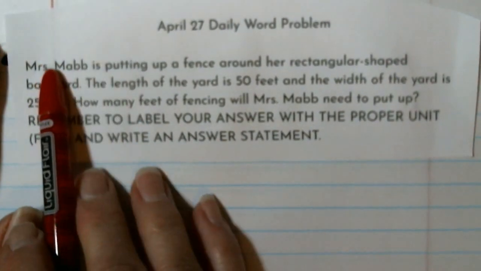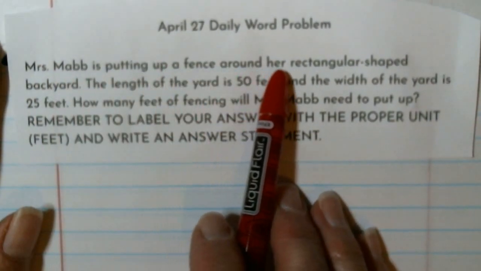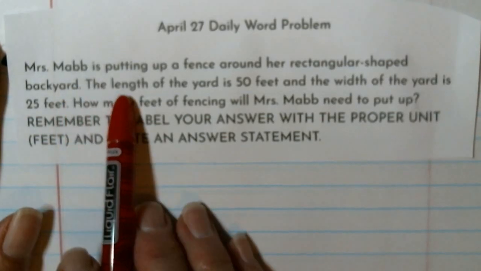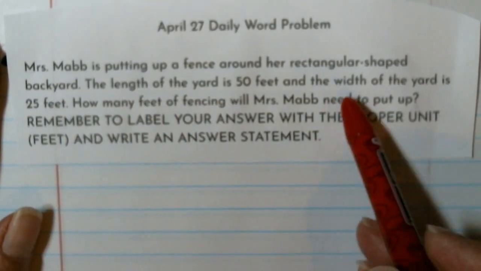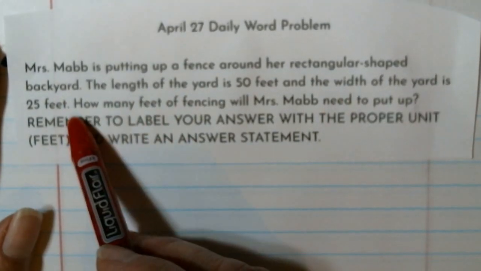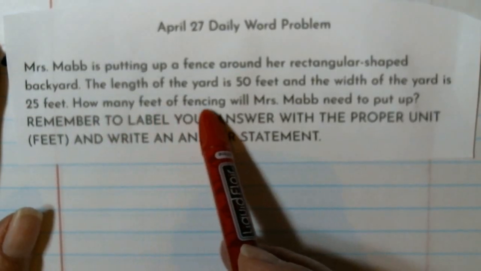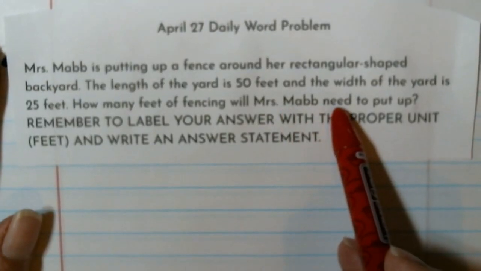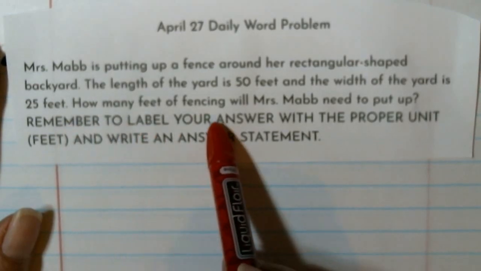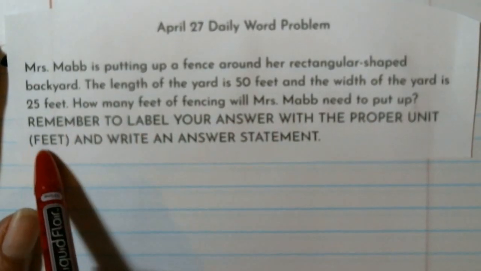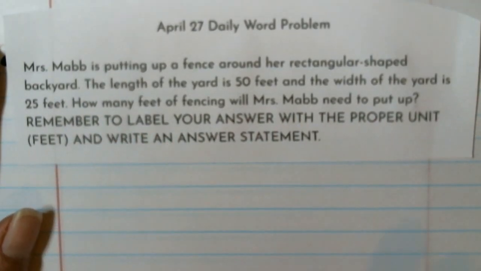All right, so it says Mrs. Mab is putting up a fence around her rectangular shaped backyard. The length of the yard is 50 feet and the width of the yard is 25 feet. How many feet of fencing will Mrs. Mab need to put up? Remember to label your answer with a proper unit, feet, and write an answer statement.